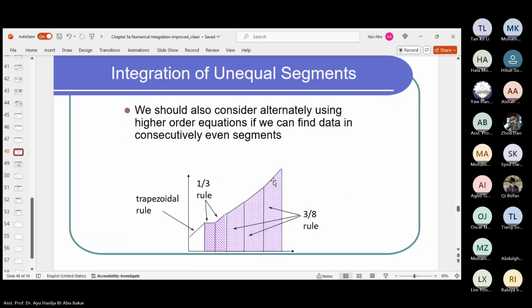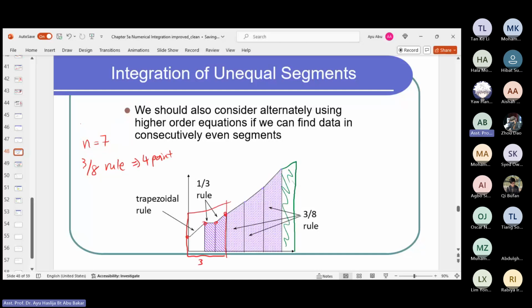We have one more segment over here just now. You say you want to use 3/8 rules, all 3/8 rules. Just now we have n equals to 7. You want to use 3/8 rules only for all, multiple application. 3/8 rules, we need 4 points. So let's see if it works. This one, the first 3/8. 1, 2, 3, 4.